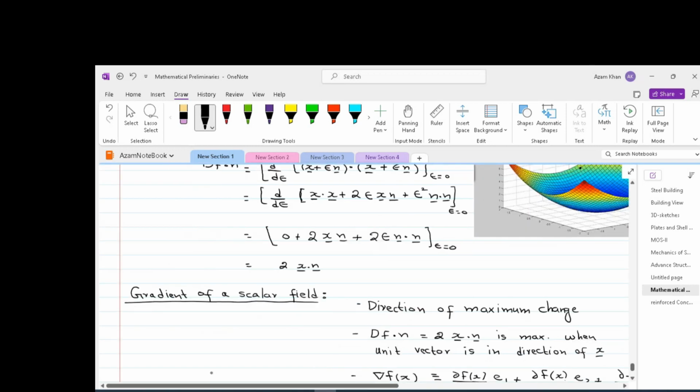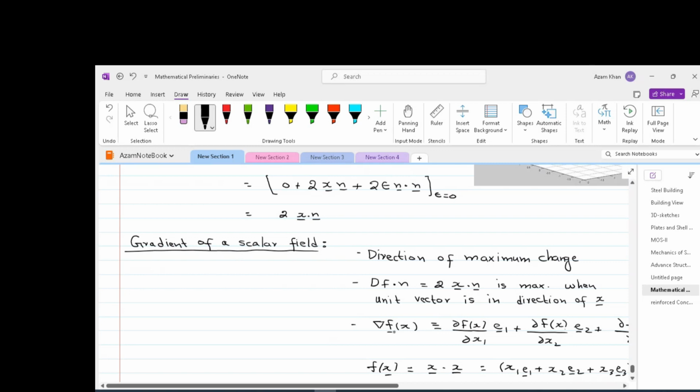So that gives us the definition of the gradient of a scalar field. The gradient of a scalar field, as we have discussed many times, is the direction of maximum rate of change. And for this function, if we take 2x dot n and make the unit vector in the direction of x, we get the maximum rate of change.